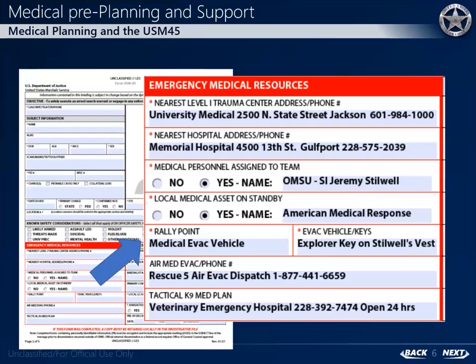In the second block, the nearest hospital is listed with their phone number. This may be your only option if a hospital with a higher level of care is not available within a short distance. Next, you will list who is the primary medic and if any local medical assets are on standby and available, such as the local fire department or a local ambulance provider. It's important to identify the rally point and where the keys will be kept should an emergency arise. The bottom 2 blocks show the name and contact information for the closest air medical evacuation units and the closest animal hospital.